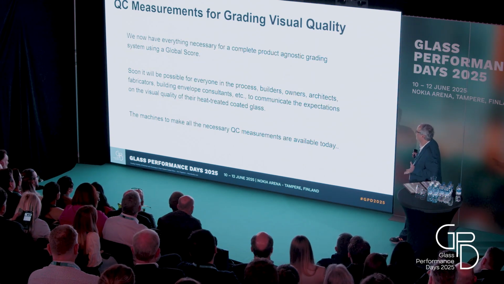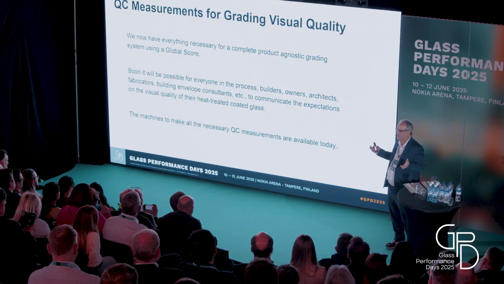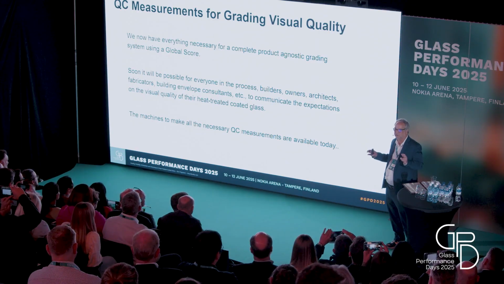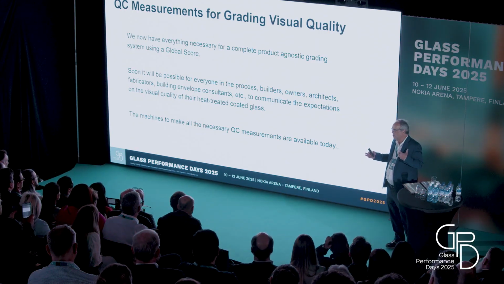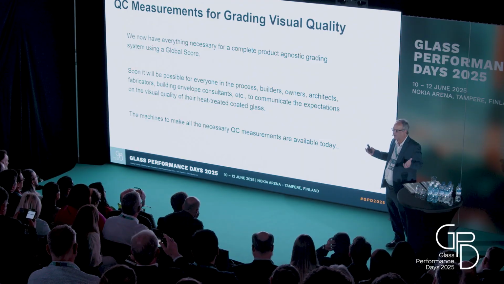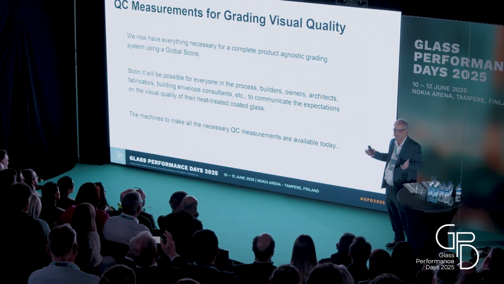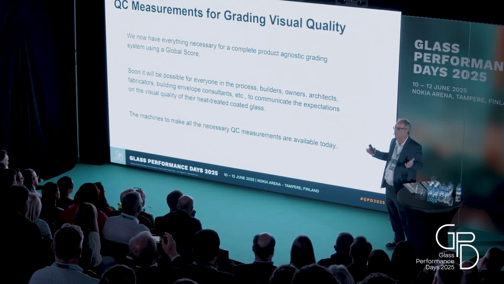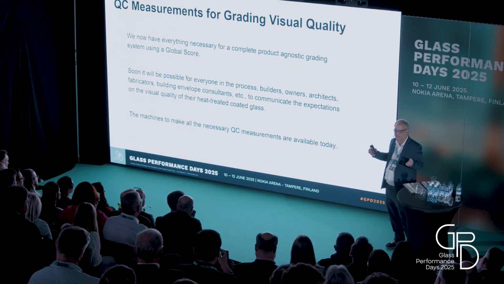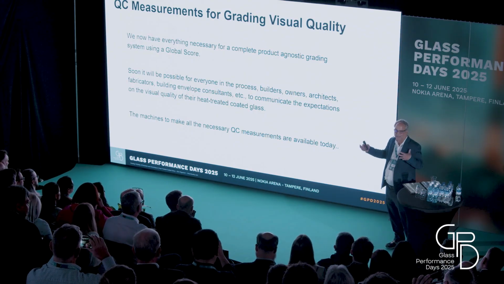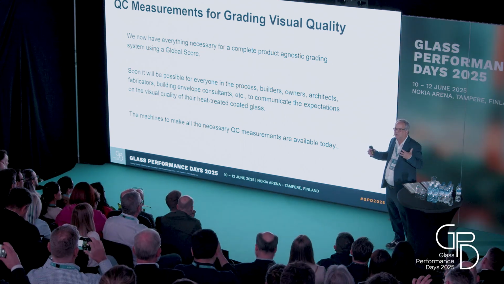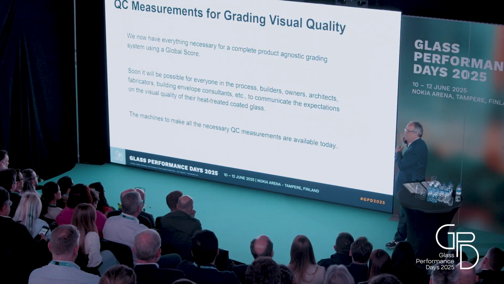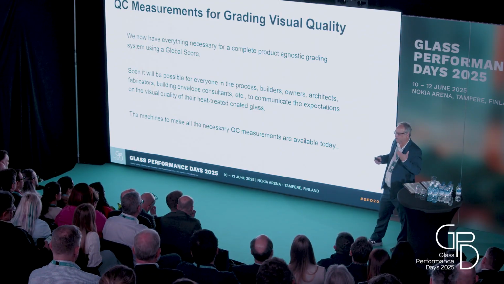And what this all means is that we now have everything necessary for a complete product agnostic grading system called the global score. So architects, building owners, fabricators, consultants can communicate their expectations on what a building should look like. And this hopefully in the future will lower the necessity for doing mock-ups, and it'll allow people to have a very clear understanding of what they expect to see and a clear way to actually measure it and quantify it so they're being delivered what they're told to deliver.